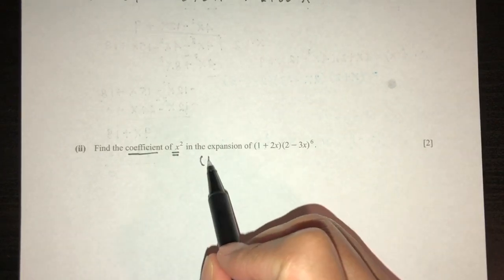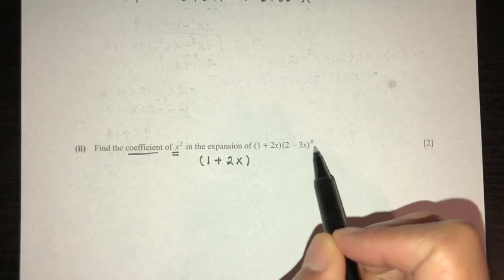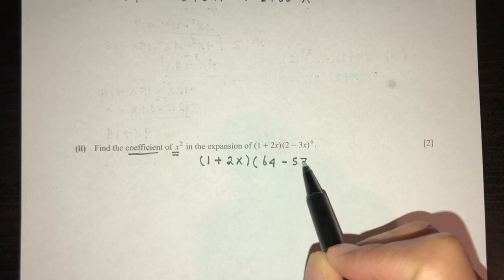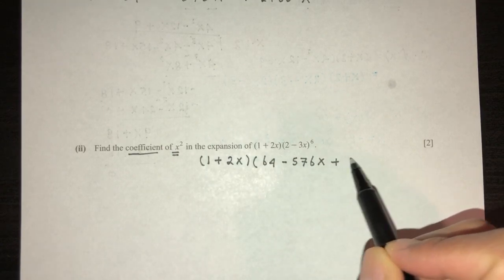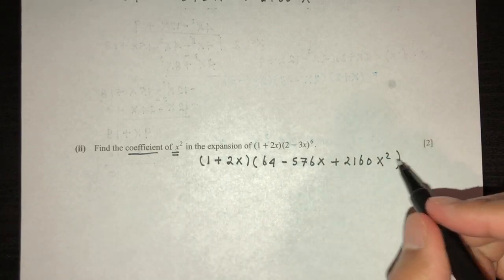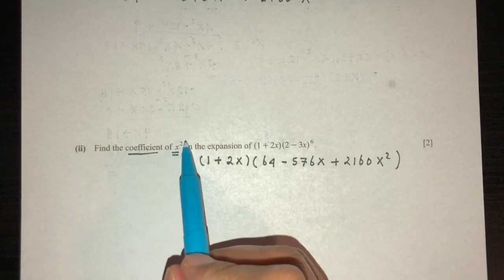Okay, so pretty easy. So we know this is the first function, but we know the first three terms of this already from part 1. We know this is 64 minus 576x plus 2160x squared. Now, of course, it keeps going on, but we are not interested in them. We only need to find the coefficient of x squared.